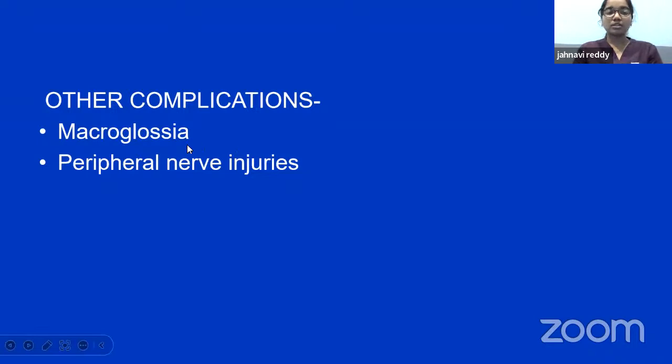After extubation, the tongue is so large, it is enlarged within seconds. We can't intubate the patient again. So tracheostomy is the only option left. So we should take care that macroglossia should not occur and manipulation of the ET tube should be less.